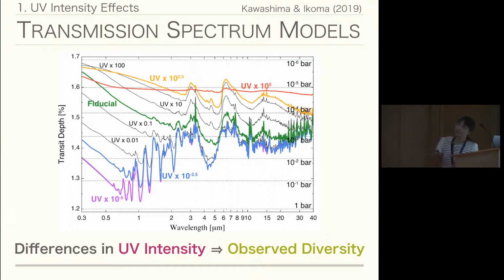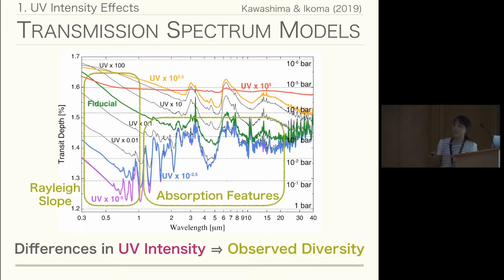So in the optical wavelength range, the low to modest UV radiation intensity cases show the Rayleigh scattering slope. On the other hand, in the near-infrared wavelength range, some low UV radiation intensity cases show absorption features in their spectrum. On the other hand, in the high UV radiation intensity case, the spectrum is very featureless or flat.